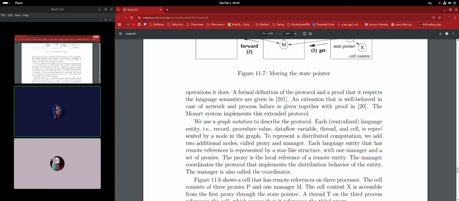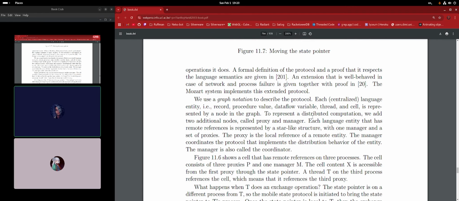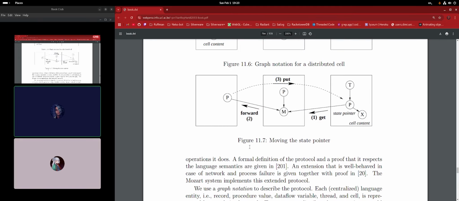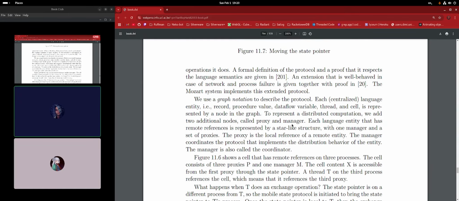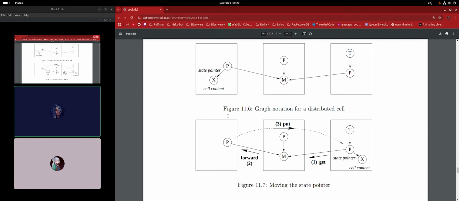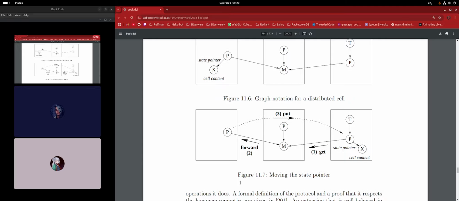We use a graph notation to describe the protocol. Each language entity or record procedure validated for variable, thread, and cell is represented by a node in the graph. To represent a distributed computation, we add two additional nodes called proxy and manager. So the proxy is essentially potentially another thread that you interact with as your personal manager, and then the personal managers talk to the big manager, and then the big manager does the coordination. And I would bet that there are different strategies and topologies that you can use on top of this.